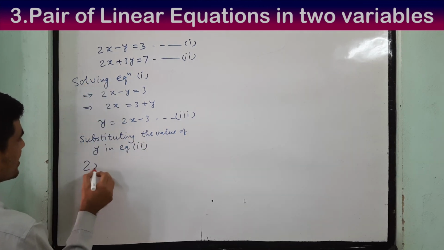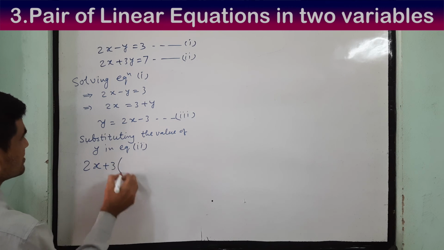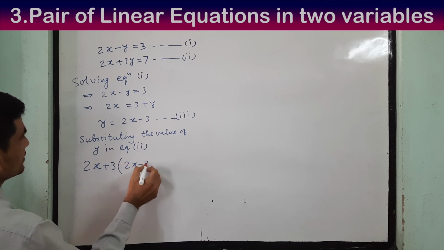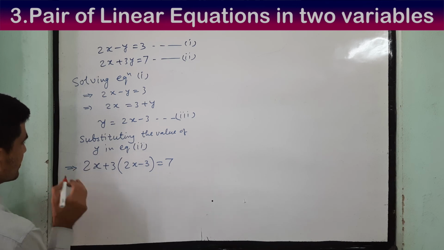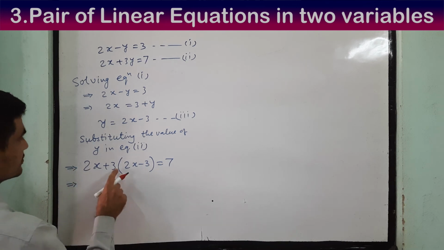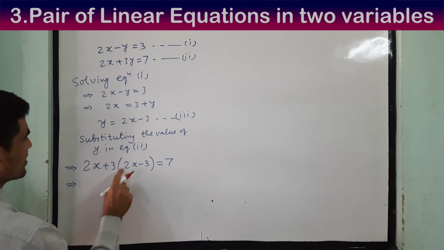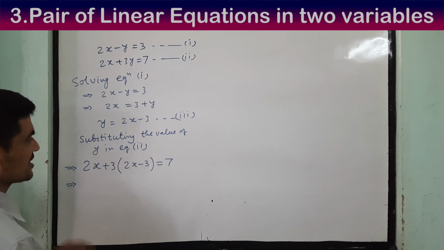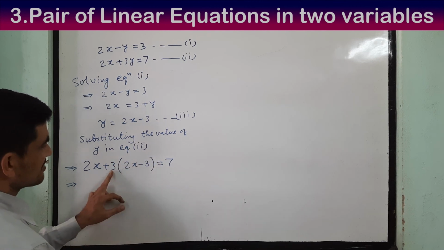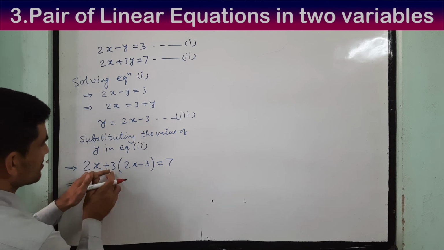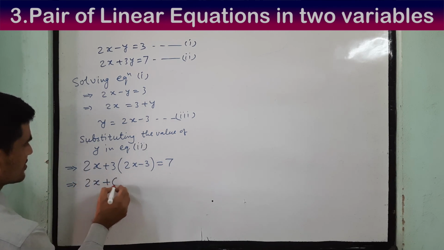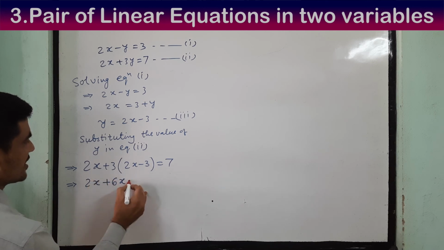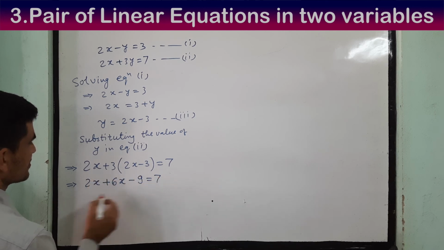Okay, so we have 2x plus 3 times of y is equal to 7. See, I told you, you have to write in brackets, otherwise what generally happens is you multiply it with the first figure only, you have to multiply 3 with both the figures. So we have 6x minus 9 is equal to 7.